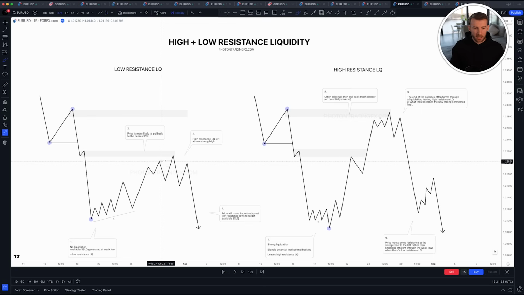And then that's usually, if you get a strong liquidation around this POI, you can trade it with more confidence, even though there's cause for higher prices, because we now have that resting liquidity to target to the downside, right? That low resistance liquidity.